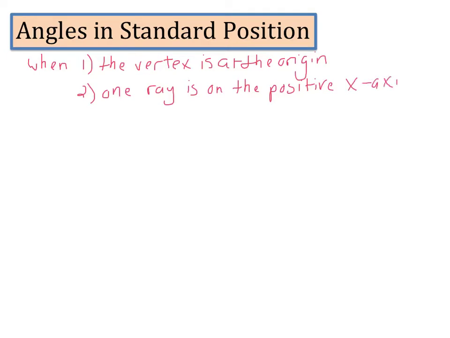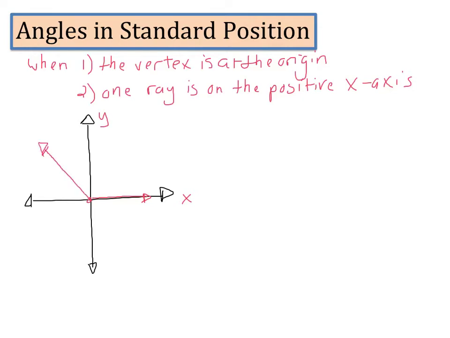So these angles are going to be on an x and y plane. So here's my x and y plane, and I'll draw an angle that's in standard position. For example, I need an angle where the vertex is at the origin and one ray has to be on the positive x-axis. Here's the x-axis, here's the y-axis. So one ray is on the positive x-axis. The other ray can be anywhere, really. So let's just say it's right here for now.